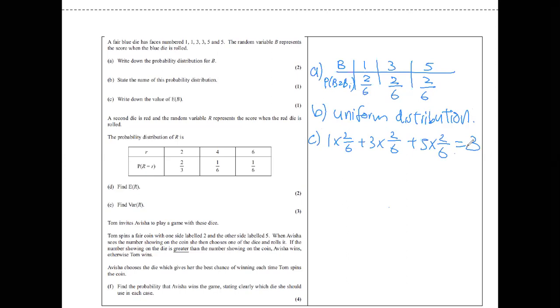Okay, next, the second die, which is a red one. Let me use a red colored ink. Represented by the random variable R. Okay, the distribution table is given as this. So for E of R, the expectation will be 2 times 2 over 3 plus 4 times 1 over 6 plus 6 times 1 over 6. Okay, so this will give you your expectation of R, which is 3 also.